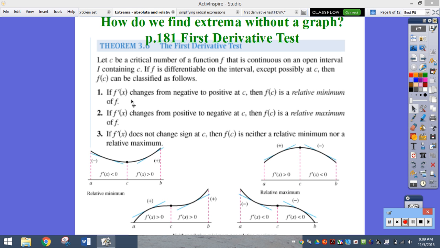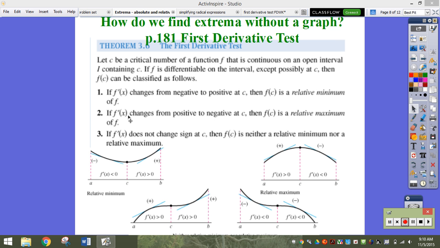If f prime of x changes from negative to positive at C, then f of C is a relative minimum of f. So if you think about it, if f prime of x changes from negative to positive, that's slope. So what this is saying is if it changes from a decrease to an increase, and that makes sense, that would make a minimum because it would be like the bottom of a U, decrease, increase.